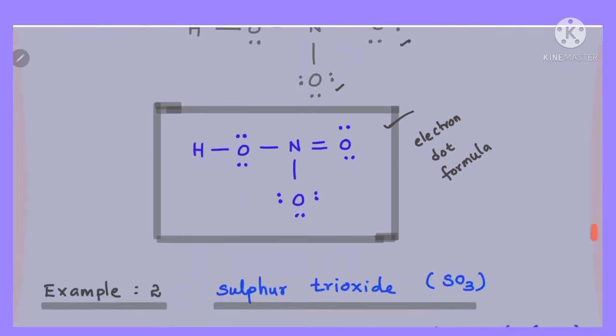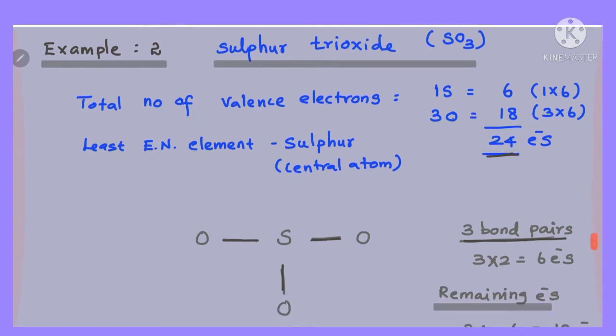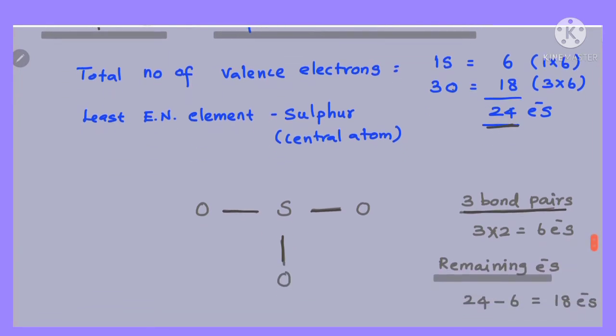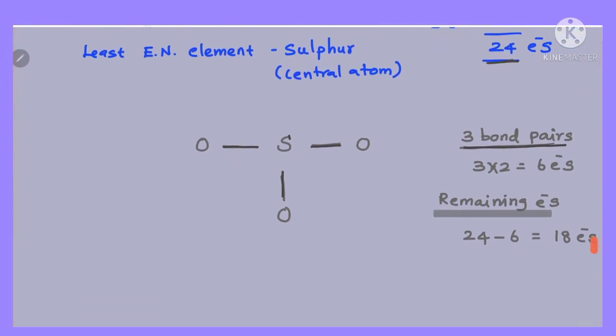The next example is sulfur trioxide, formula SO3. Here the total number of valence electrons: sulfur 6, oxygen 3 into 6, 18, total 24. The least electronegative element here, sulfur, is considered the central atom, equally surrounded by 3 oxygen atoms. Now I draw a single bond between them. For making these 3 single bonds, 3 bond pairs, that is 3 into 2, 6 electrons are used. Therefore the remaining electrons are 24 minus 6, 18 electrons.